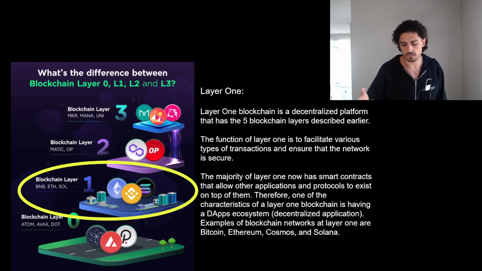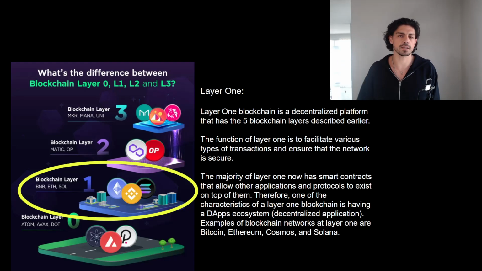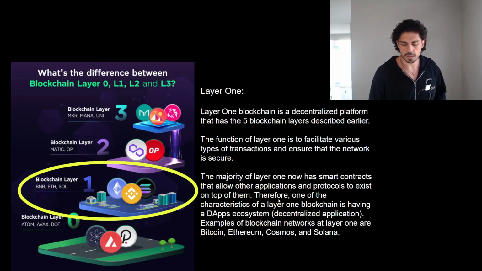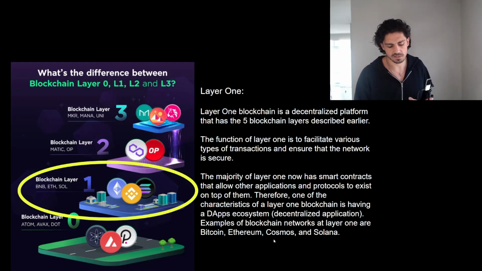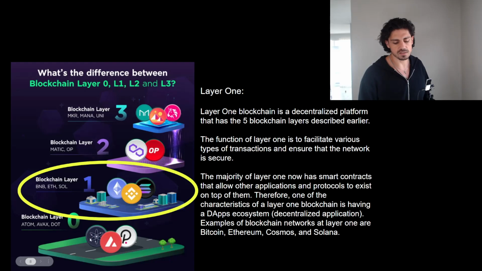A dApp is a decentralized application. It was more of a common term back in like 2016, 2017. But dApps include things like SushiSwap, Uniswap, all the stuff we were kind of talking about yesterday. And examples of blockchains in the layer one world are Bitcoin, Ethereum, Solana. I see Cosmos is here, and maybe it shouldn't be, even though I don't really consider Cosmos to be a layer zero, even though it is shown here, and we'll talk about that more later also.